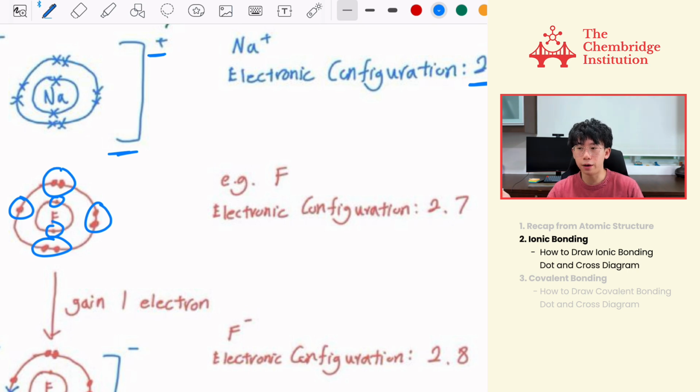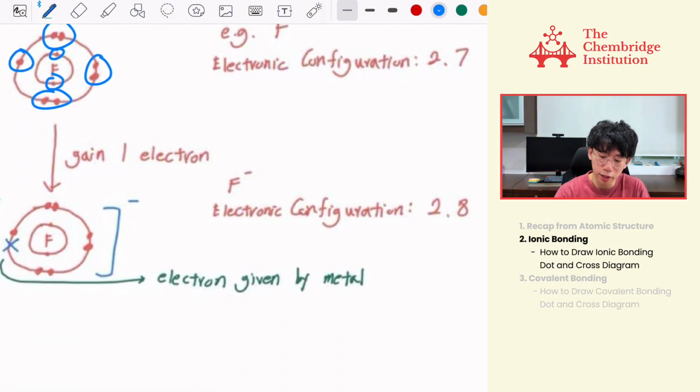Now, for fluorine, since it's a non-metal, it's going to gain an electron. And for F, it is in group 7, so we know it generally has a 1- charge. And because of that, we know that it gains 1 electron, because it's 1-, right? And its new electronic configuration will be 2.8.